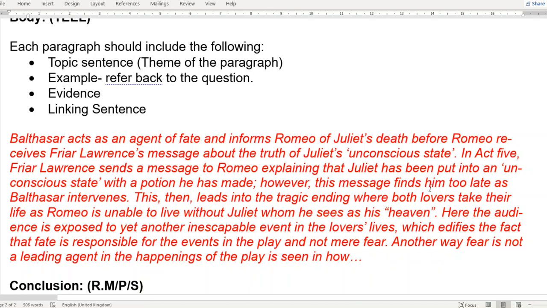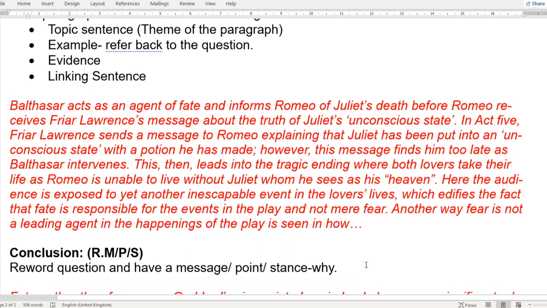So you could grasp at quotes like this that subconsciously build on this, right? And then moving on to here, the audience is exposed to yet another inescapable event in their lovers' lives, which edifies the fact that fate is responsible for the events in the play and not mere fear. Here again I've referred back to the question. Another way fear is not a leading agent in the happenings of the play is seen in how, and then you would add in the next paragraph's theme. So that's how I would link to the next paragraph.